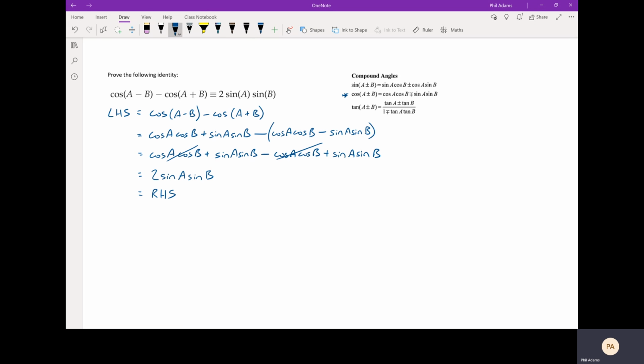So again, just with identities, remember you pick a side. In our case, it was the left-hand side. You could start with the right if you had more knowledge of rules, and you just work with the rules that you know, and manipulate that side until it equals the right-hand side. So what we have shown then is that the left-hand side will always equal the right-hand side.